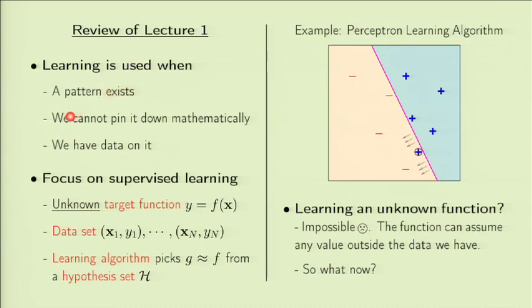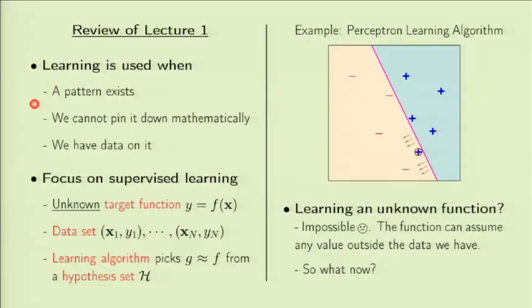And we realized that this condition can be intuitively met in many applications, even if we don't know mathematically what the pattern is. The example we gave with the credit card approval, there is clearly a pattern if someone has a particular salary, has been in residence for so long, has that much debt, and so on, that this is somewhat correlated to their credit behavior. And therefore, we know that the pattern exists in spite of the fact that we don't know exactly what the pattern is. The second item is that we cannot pin down the pattern mathematically, like the example I just gave, and this is why we resort to machine learning.